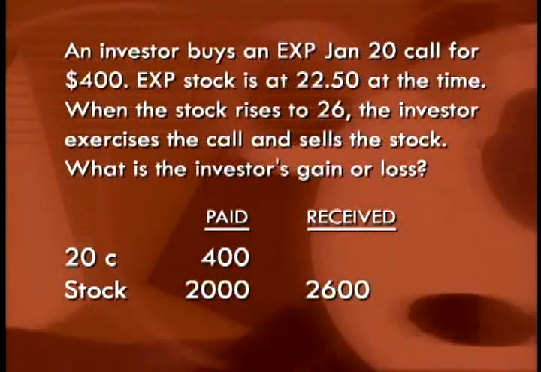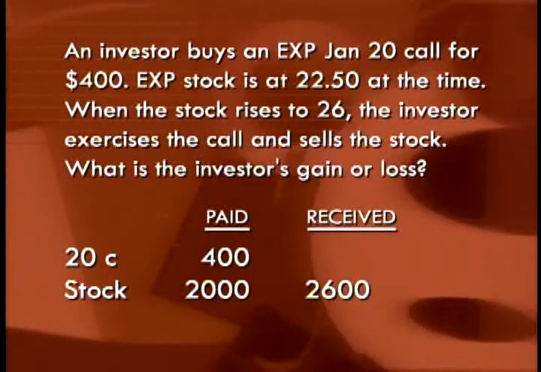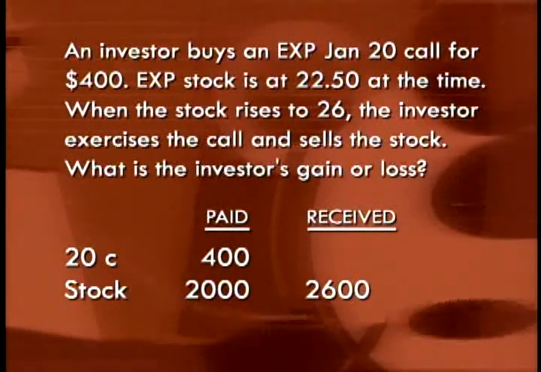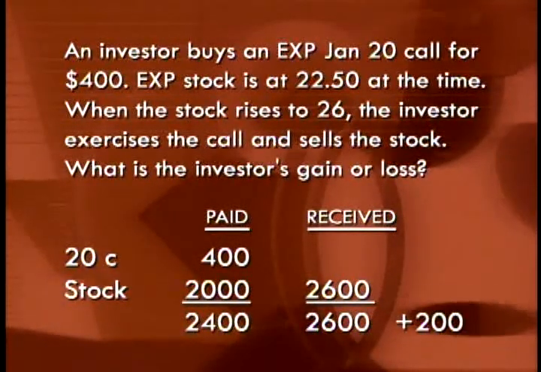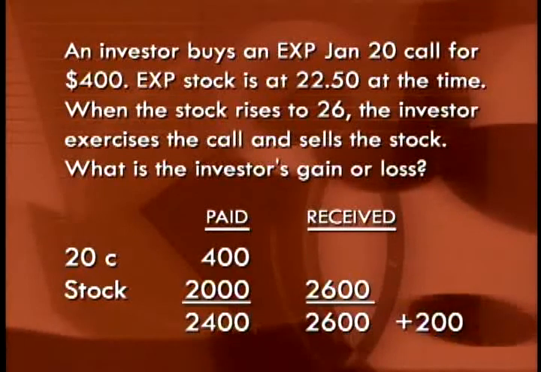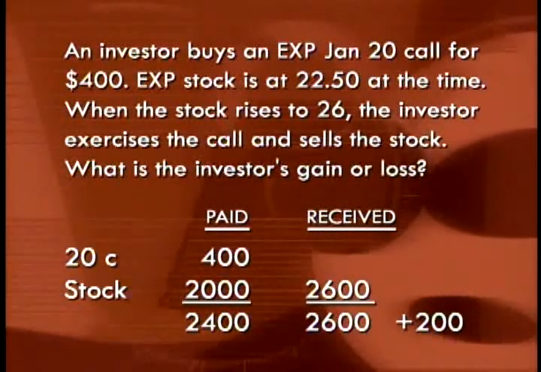Now we're done. We've used up the call, we've bought and sold the stock, and now we're ready to total up each side. So we find that the investor has paid out $2,400 and received $2,600 for a profit of $200. So then notice that these more complicated problems have several entries, and it certainly helps to be able to go through systematically and make sure that we've included all the entries that are in the problems so we don't overlook some critical part of the problem. Then we just net out the transactions in the end.